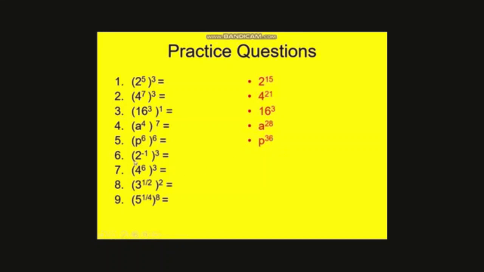A base of 2 and you've got negative 1 times 3, so that's 2 to the negative 3. A base of 4 and you've got 6 times 3, which is 18, so 4 to the 18. Base of 3, you've got half times 2, which is 1, so 3 to the 1. And here we've got a base of 5 and a quarter times 8. A quarter of 8 is 2, so it's 5 to the power of 2. So hopefully you got those correct.